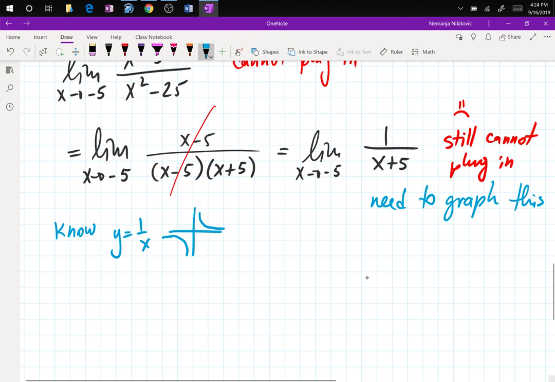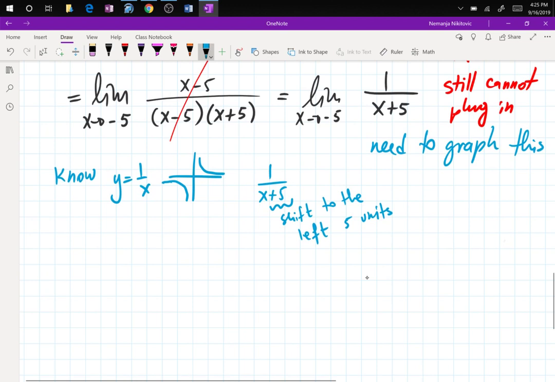We also know that 1 over x plus 5, this one is what? Shift to the left, 4 of you said right, and then we finally have left. Shift to the left 5 units. Once you shift to the left 5 units, you actually get to see the graph.